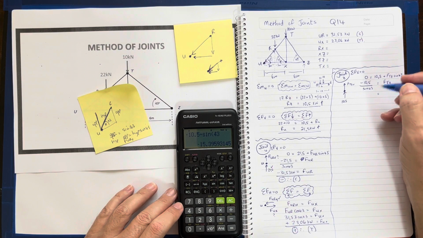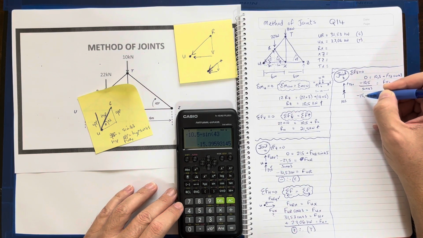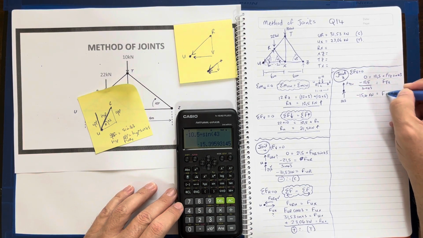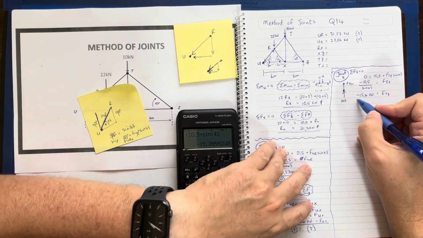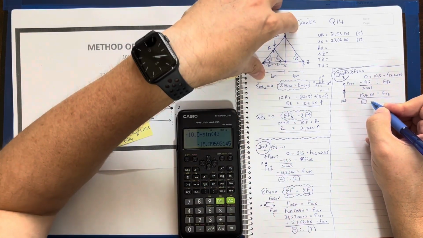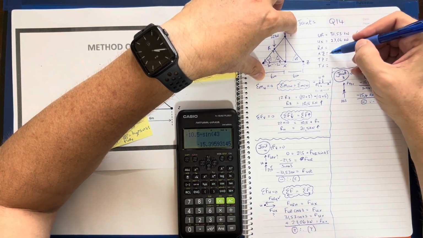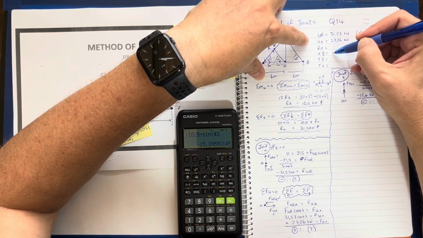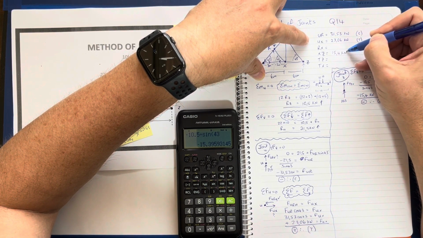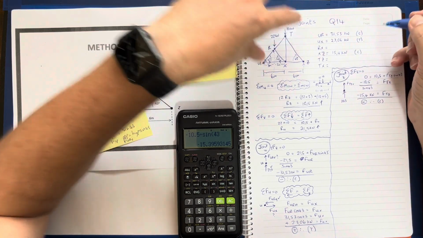It is negative 15.4 kilonewtons force TZ. Aha, it's negative. Negative tells me that it is in compression. Straight away, TZ, I've solved TZ already. See how quickly you can get through this. 15.4 kilonewtons, and it is in compression.